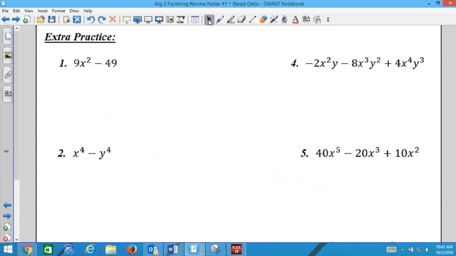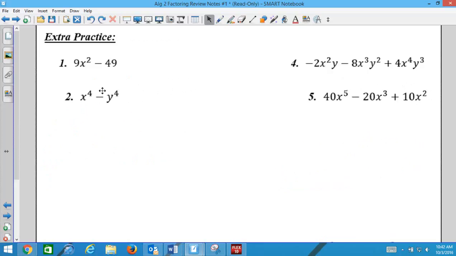Look at number 2 from that extra practice section. First thing that we always look for is what? Always look for greatest common factor. Is there a greatest common factor? No. Then we move on, and this is how many terms? 2 terms.